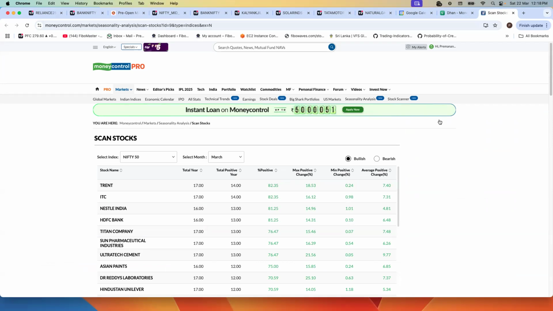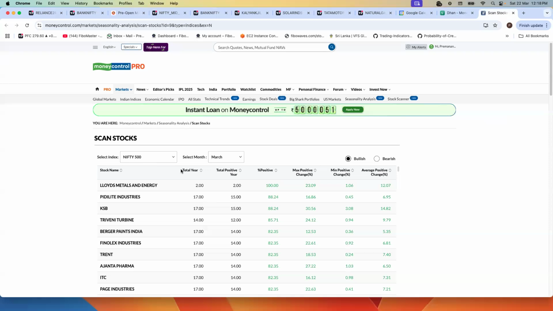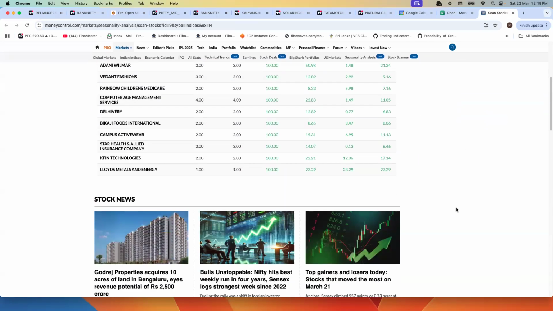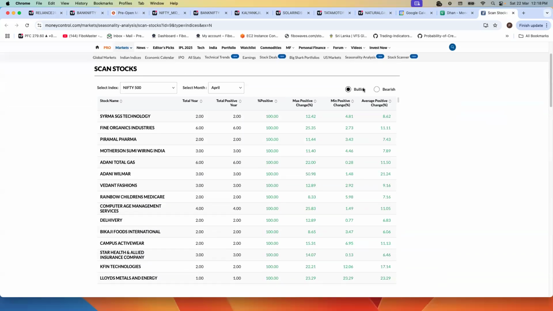Okay, this is seasonality. For the Nifty 50, I can go for anything. I can go Nifty 50 stocks, Nifty 500 stocks. I want to see for the month of April. If I see April, I will get a list of stocks which are good for April. All the stocks good for April, bullish. I get all the stocks which are positive.